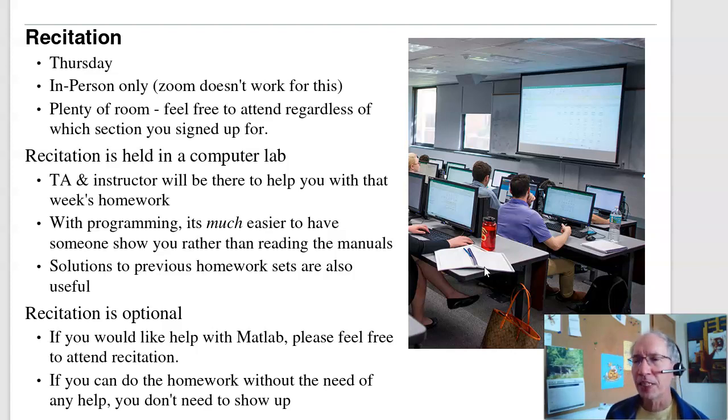On Thursday is the recitation. Now with a programming class, typically in programming, you can read the manual, spend hours trying to read the manual, figure out how to use it, or somebody can show you in 30 seconds. That's kind of what the recitation's for. In the recitations, we help you do the homework sets. Kind of show you the MATLAB commands. If you get stuck, I'm there, TAs are there to help you.